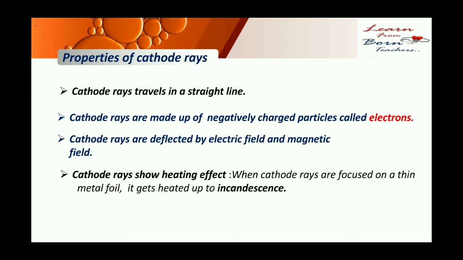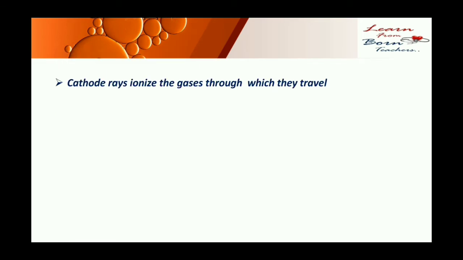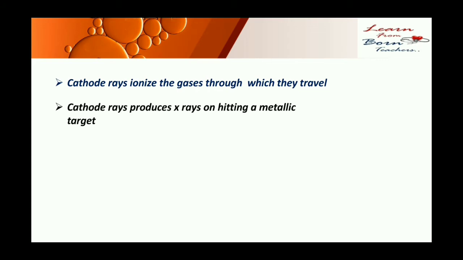When cathode rays are focused on a thin metal foil, it gets heated up to incandescence. What is incandescence? Incandescence is the emission of electromagnetic radiation from a hot body as a result of its high temperature. Cathode rays ionize the gases through which they travel. Cathode rays produce X-rays on hitting a metallic target.